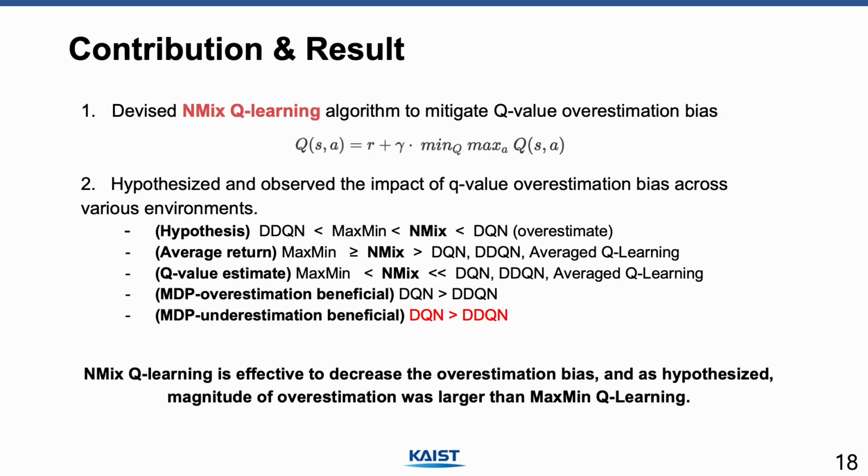To wrap up our project, we devised NMix Q-learning, which alters the direction of processing Q values among N networks, hypothesized it logically, and observed the impact of Q value overestimation bias across various algorithms and environments. NMix was very effective in decreasing the overestimation bias, and as hypothesized, the amount of overestimation was larger than in max-min Q-learning, and the following inequalities were satisfied.